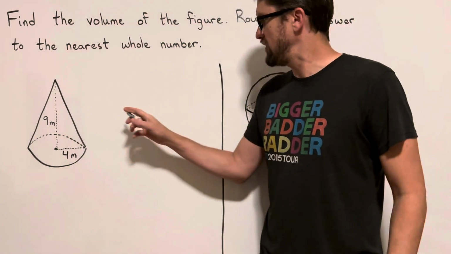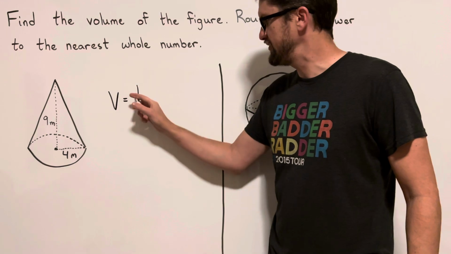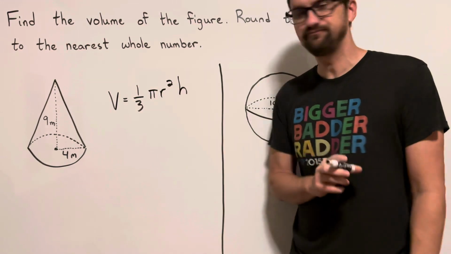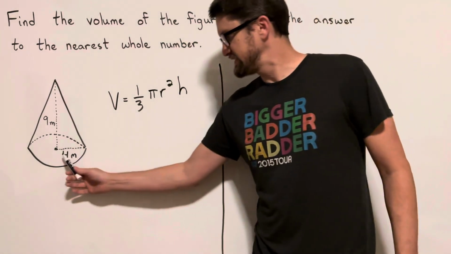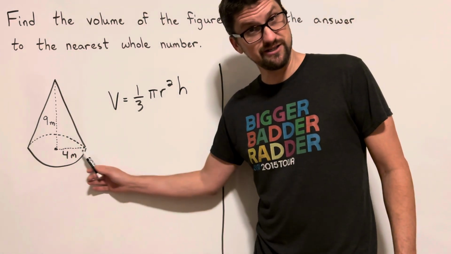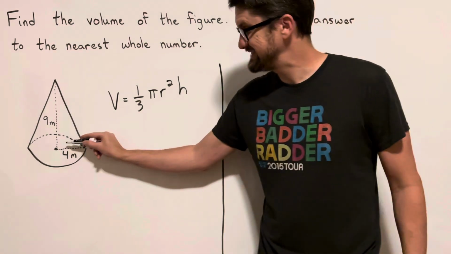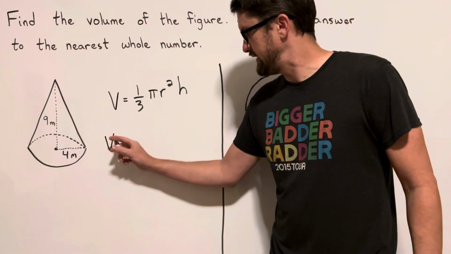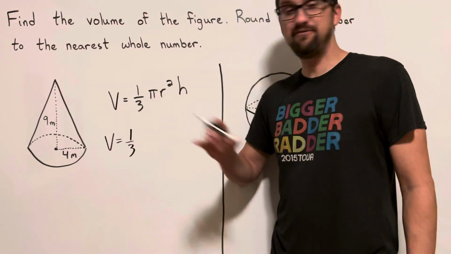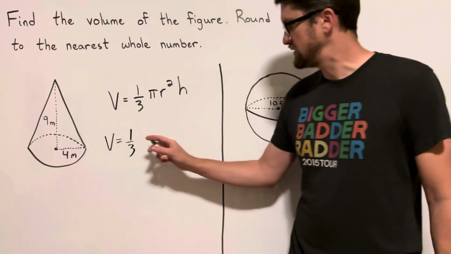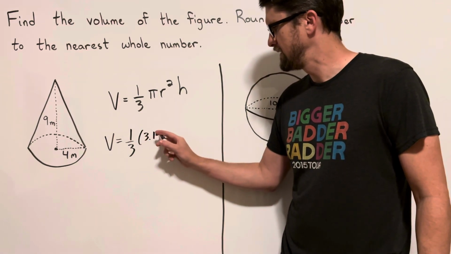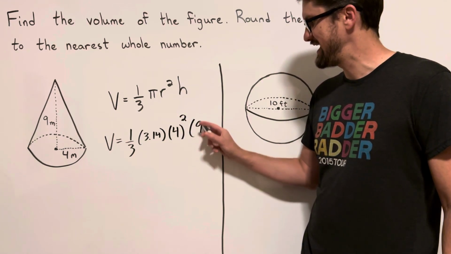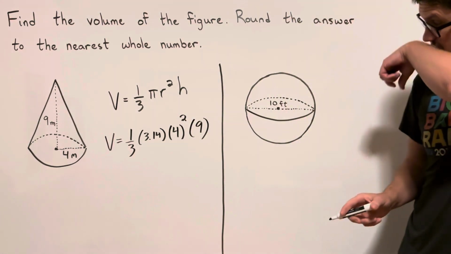The formula for the volume of a cone is 1/3 pi r squared h, where r is the radius of the base. Here, the radius is going to be 4, and the height is 9 for this figure. So I'm going to plug in, for pi, if you don't have a pi button on your calculator, we can use 3.14. We're going to plug in 4 for the radius and 9 for the height.